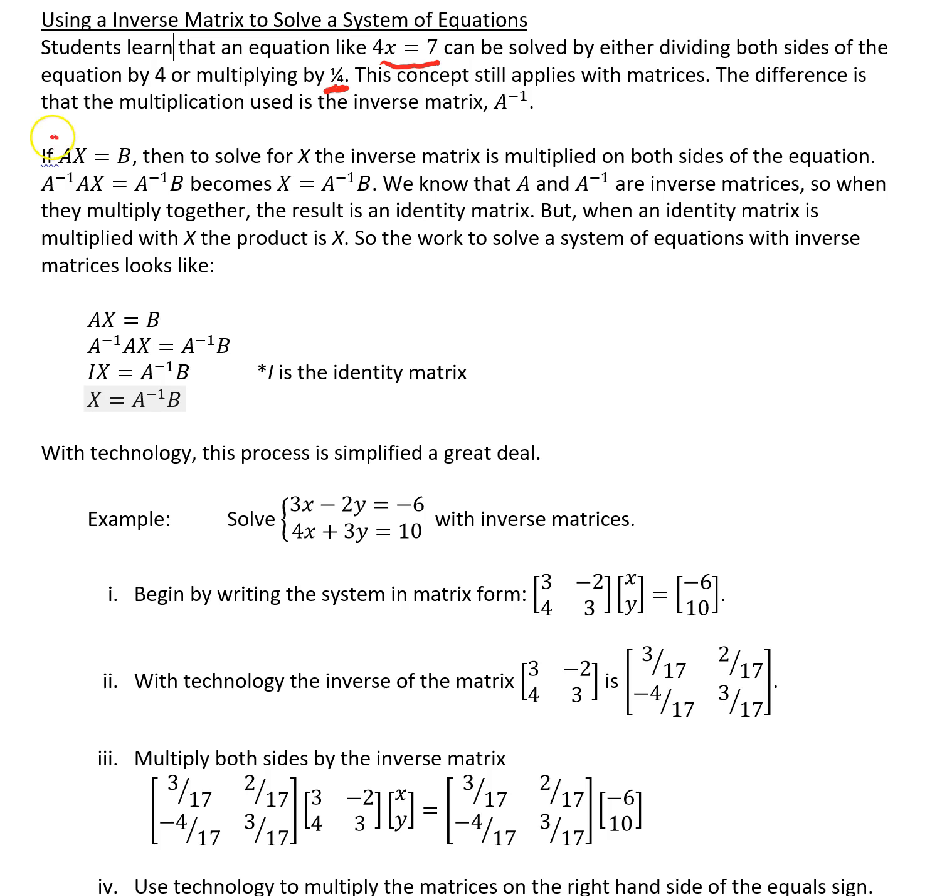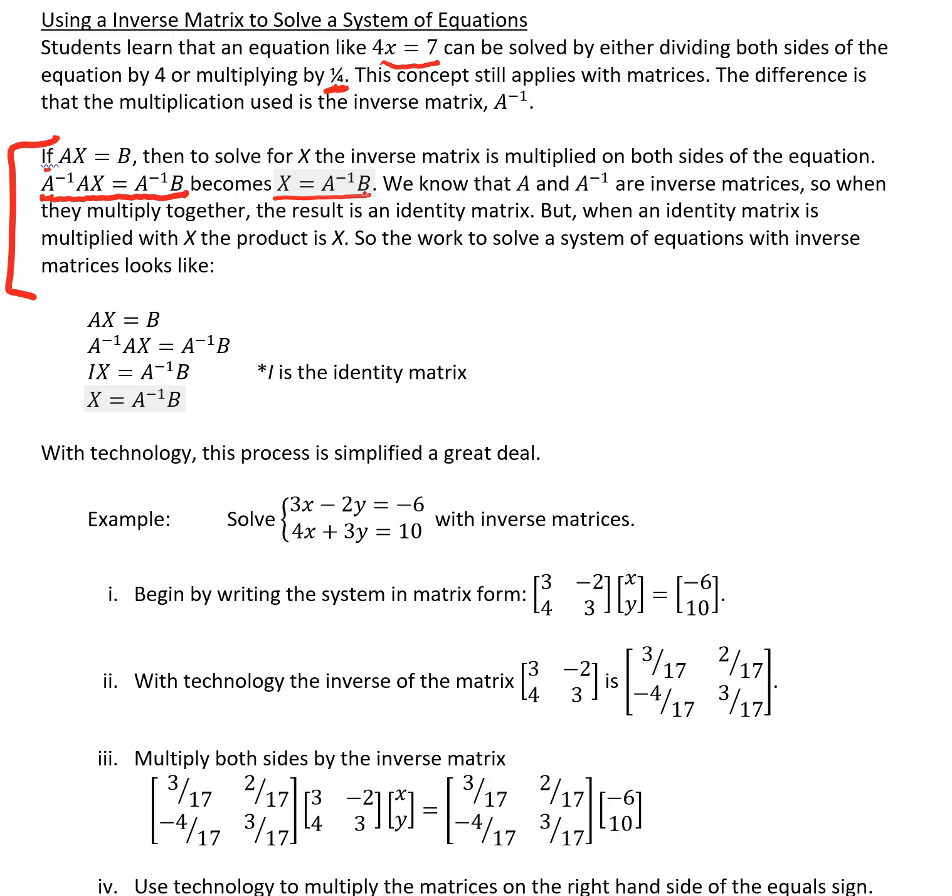In the next paragraph, the letters A, X, and B all stand for matrices. So if we start off with an equation that says matrix A is multiplied with matrix X and it equals matrix B, then to solve for X, the inverse matrix is multiplied on both sides of the equation. And that looks like this. Multiply the inverse matrix on both sides of the equation. Well, that becomes just X equals the inverse matrix times B.